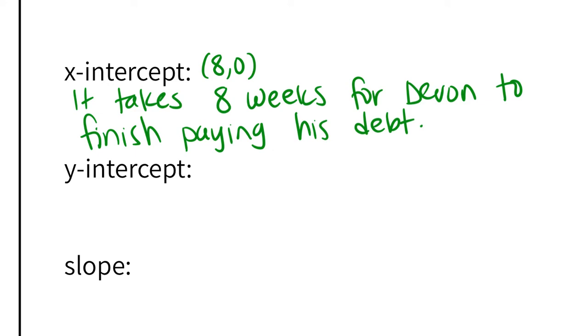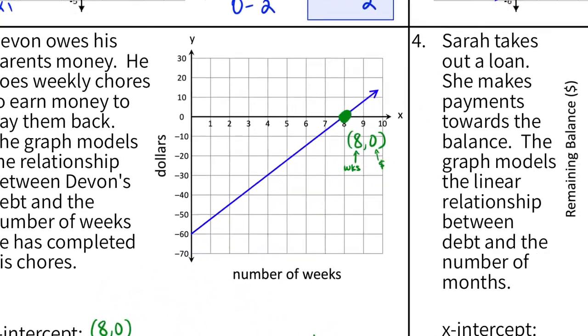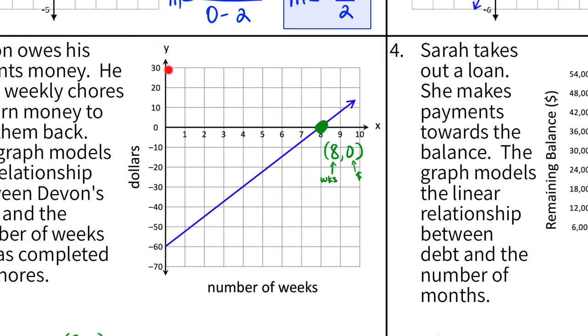Okay, now let's look for the y-intercept. So back to our graph. Here's our y-axis. So just going to follow it, and the line hits right here. That's the point 0, -60. So again, I know that the first number is weeks, and the second number is dollars. So at 0 weeks, Devin has -$60. So if you have negative dollars, that means you don't have money. You owe that much. And because it's been 0 weeks, they just now started counting. So this must be the starting point.